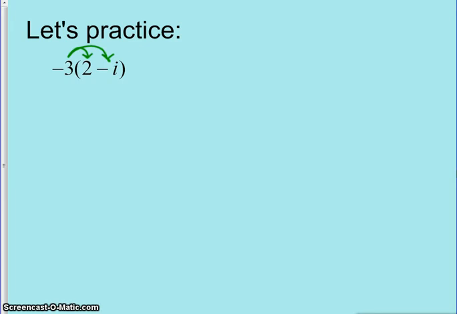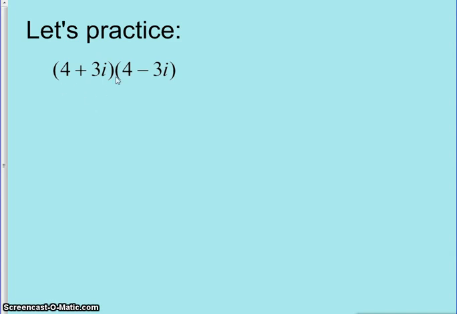Okay, so we need to distribute the negative 3 to the 2 and the negative i. So negative 3 times 2 is negative 6. Negative 3 times negative i is a positive 3i because two negatives multiply to a positive. Alright, now in this problem we're going to end up with a very different answer.